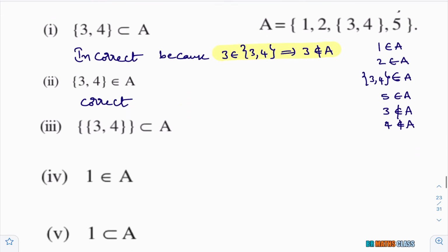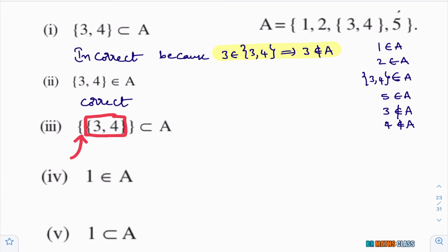Okay. Now, we move on to the next bit. Please do not confuse. Just go back and revise what I am saying for every bit. Okay. Now, see this one. Here subset is given. First point: in this set, observe the first bracket. How many elements are there in this set? Only one element is there. That is set 3 comma 4.